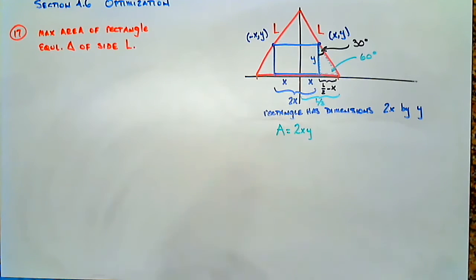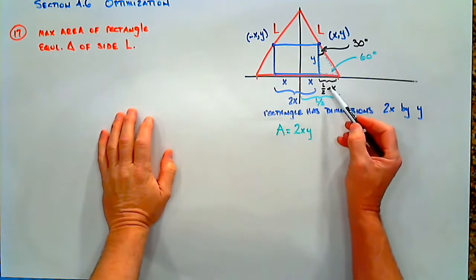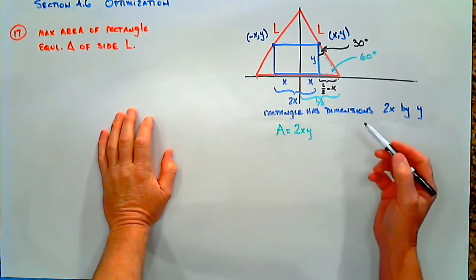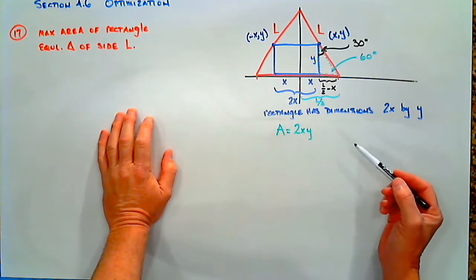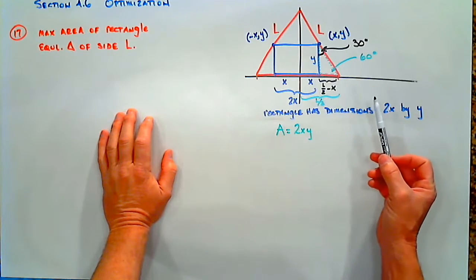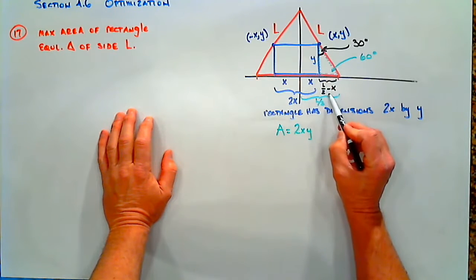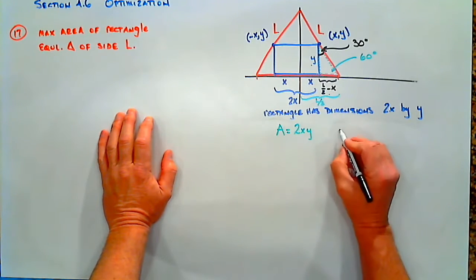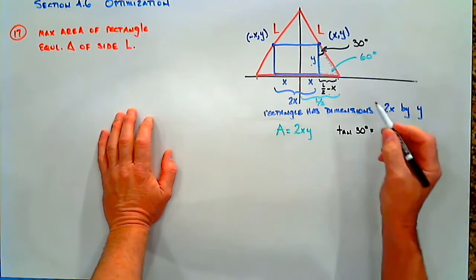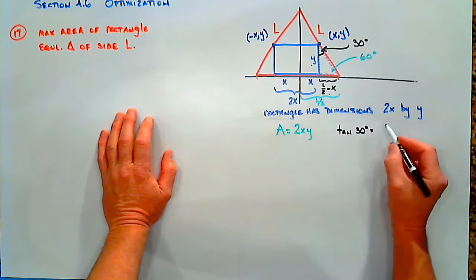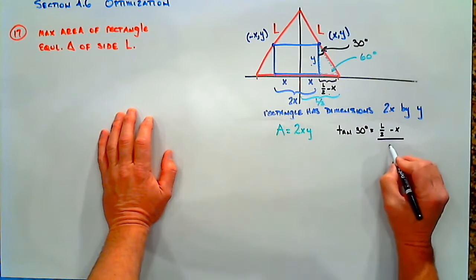Now from here, we're going to have to use some trigonometry, right? We've got a 30, 60, 90 triangle. We have two legs of a 30, 60, 90 triangle. So what can we utilize to try to express either x or y in terms of the other variable? Well, we can use tangent. This is 30 degrees right here. Tangent is opposite over adjacent. We can say that tangent of 30 degrees is equal to the opposite side, which is L over 2 minus x, divided by the adjacent side, which is y.